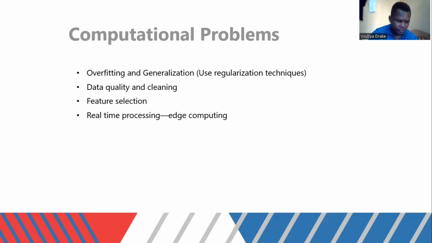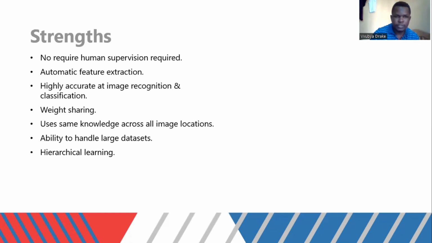Other problems faced by deep transfer learning models are overfitting and generalization, which is a major problem for them. So there's a need for regularization techniques. Then there is data quality and cleaning. Then feature selection, because we saw that it's not an easy process. And another is the computational problem.